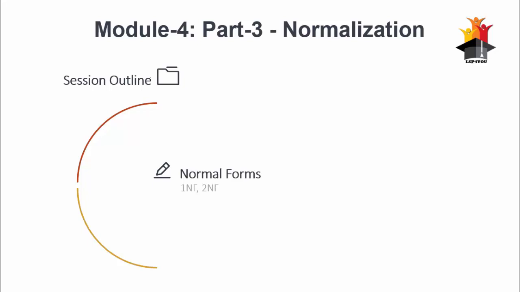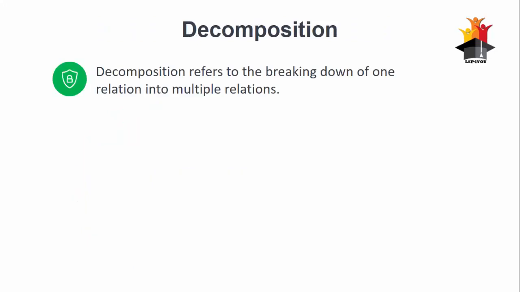In this video, we will be discussing Normalization Part 3, Normal Forms 1NF and 2NF. Before discussing normalization, we should be familiar with the process of decomposition of relations. Any database design process involves decomposition. Decomposition refers to the breaking down of one relation into multiple relations.